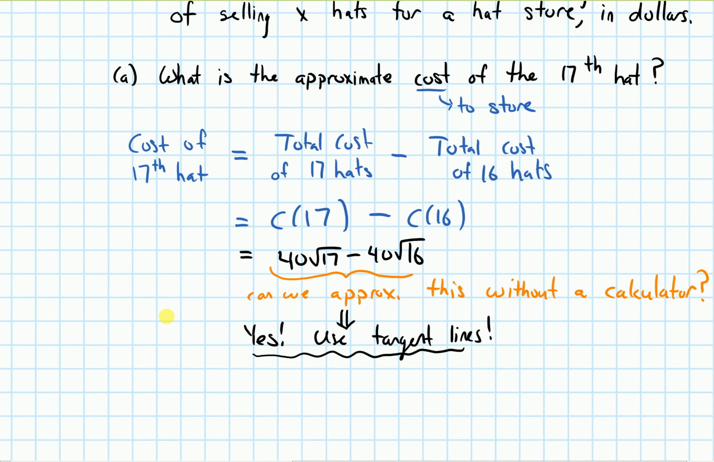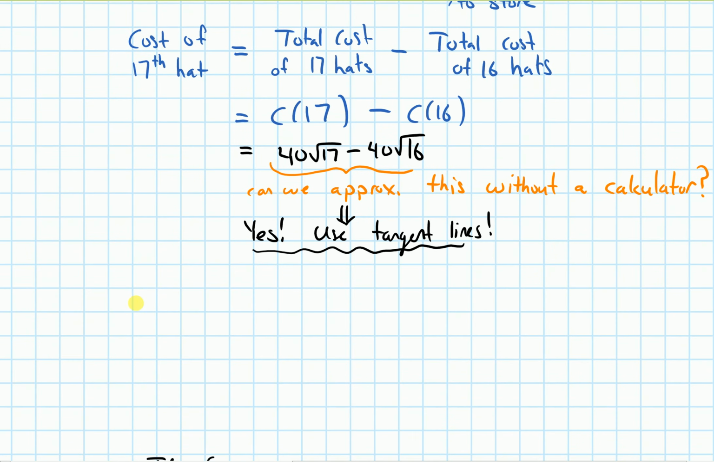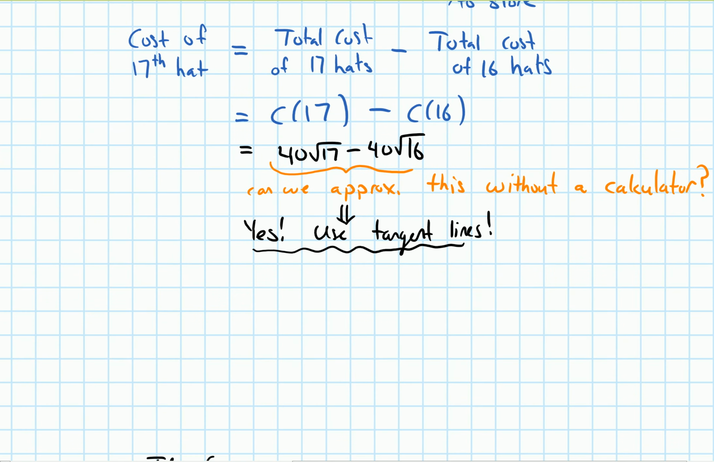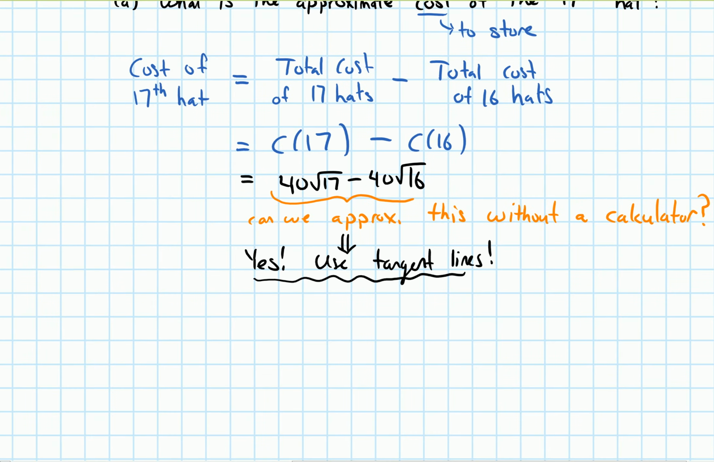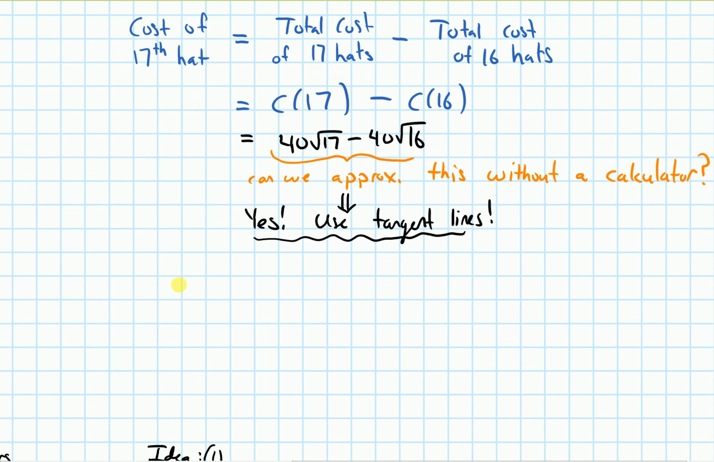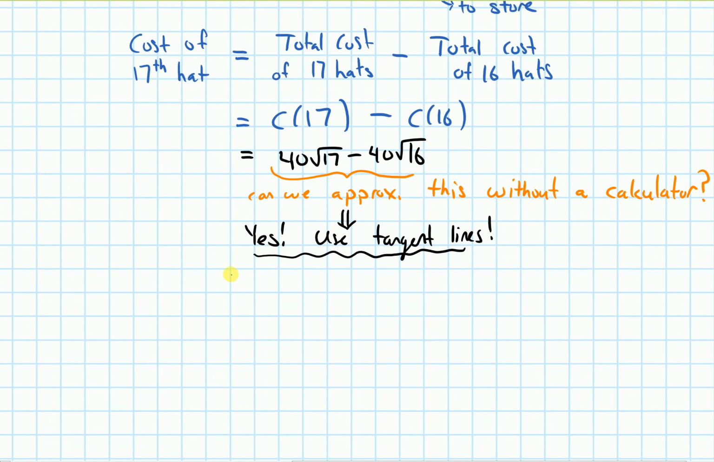All right, so I'm going to draw a picture. So in my picture, let's draw some axes. I'm going to draw a vertical y-axis and a horizontal x-axis. And then I'm going to draw the graph 40 times square root of x.